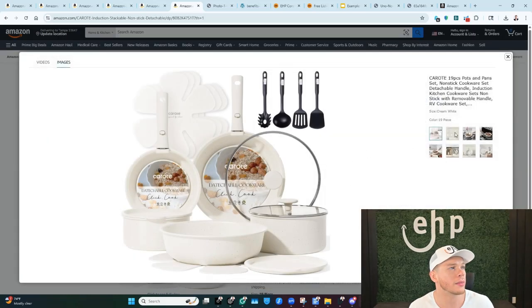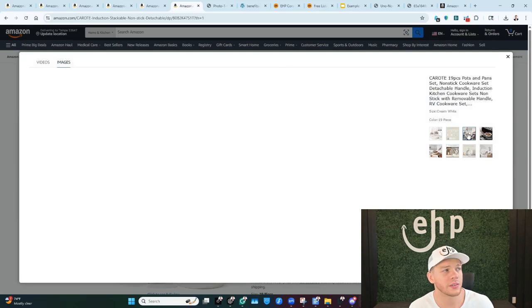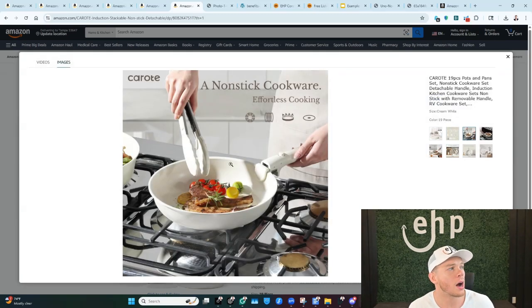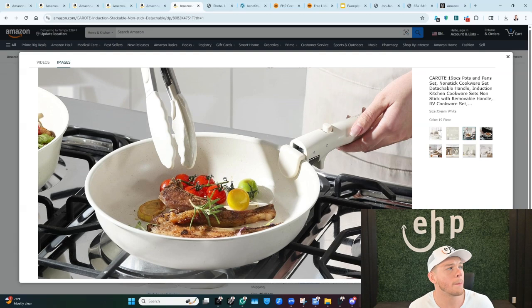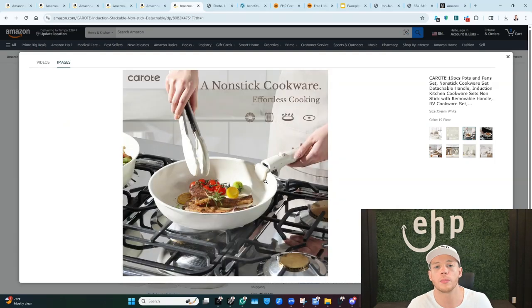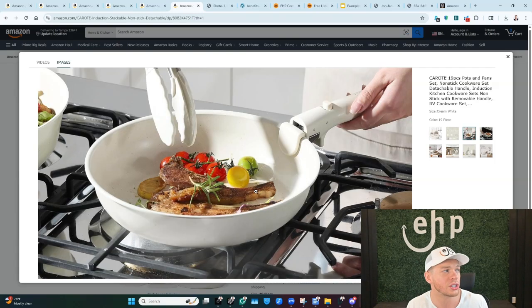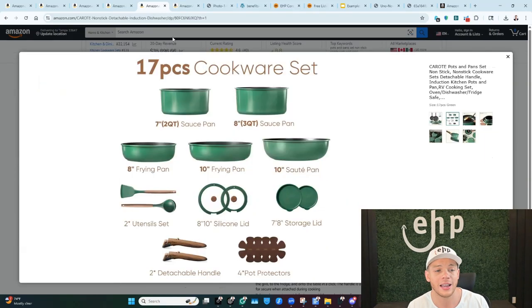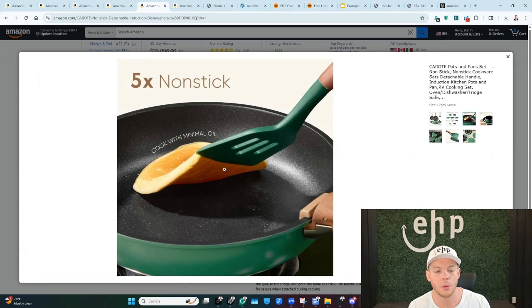And we're going to look at this one. It shows everything that comes with it. A non-stick cookware. Now, I like this one better because it actually really shows somebody cooking with the product. And they're cooking and they're cooking. It looks like a delicious 5-star meal instead of just a wimpy little pancake. And this one doesn't show anybody's hand in it.